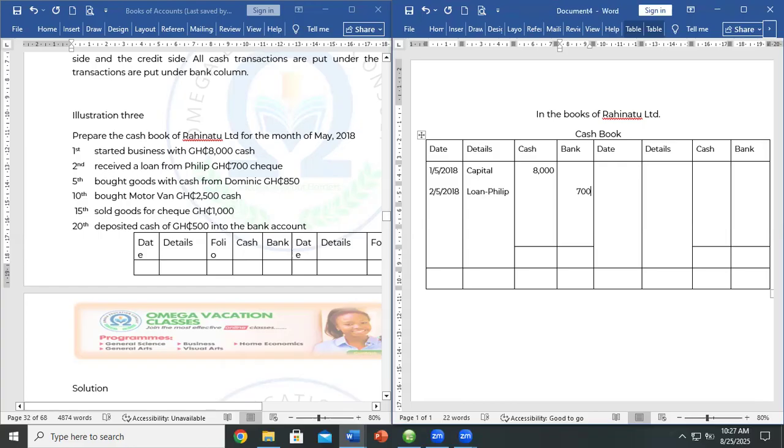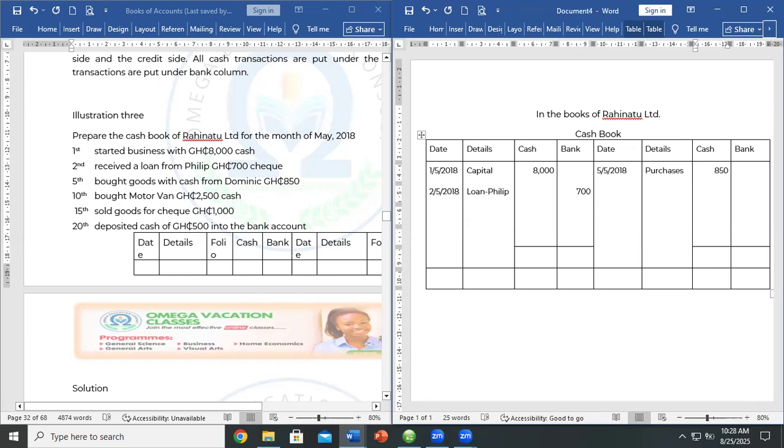Then on the 5th, we have bought goods with cash from Dominic. So we are buying goods and we are paying cash. So this is a payment. So this should come to the credit side, 5th May 2018. If you buy goods, that is purchases. So purchases. And we did the transaction with cash. So it will go under the cash column, 800.